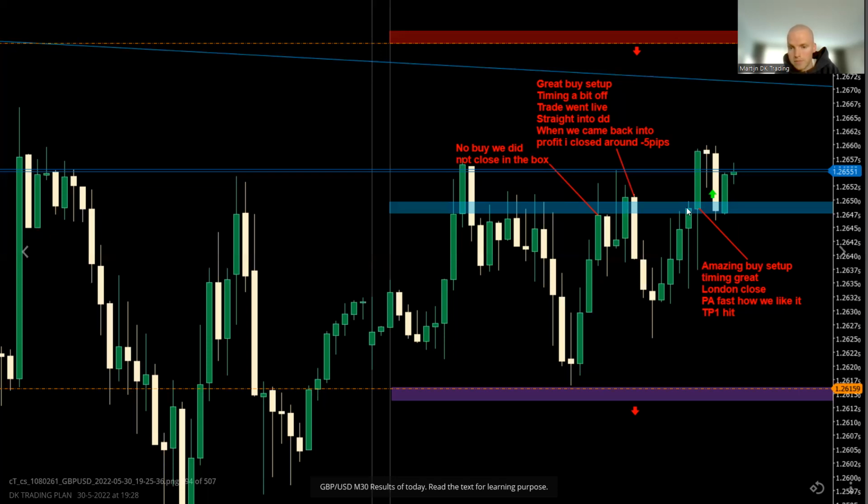So stop loss below the wick. Entry is at the flip of the candle. So when we went from bearish towards bullish, that's our entry. So it's an amazing buy setup. Timing is great. It's London close, right? Usually it's a continuation of the small trend you have, and this is the small trend, right? The previous 4 or 5 candles, and it's bullish. And we went towards this high 1, 2, 3, 4, 5 times, right? And it's usually a break of that setup. So price action was fast, and that's how we like it, right? TP1 got hit, stop loss on break even, and of course you can close earlier, but I just leave it to the system to close it out.